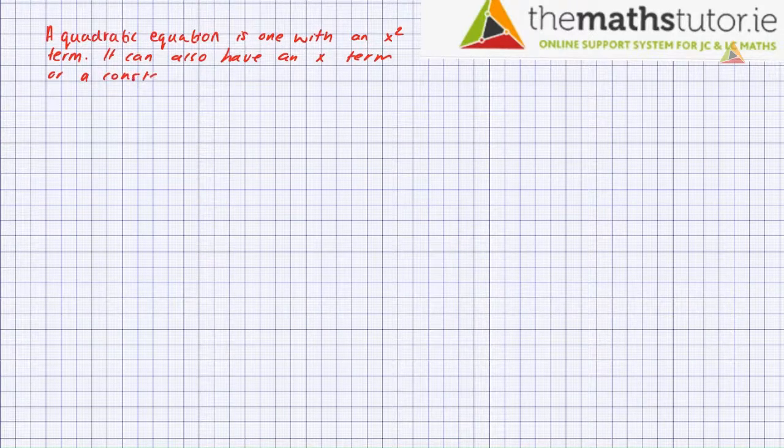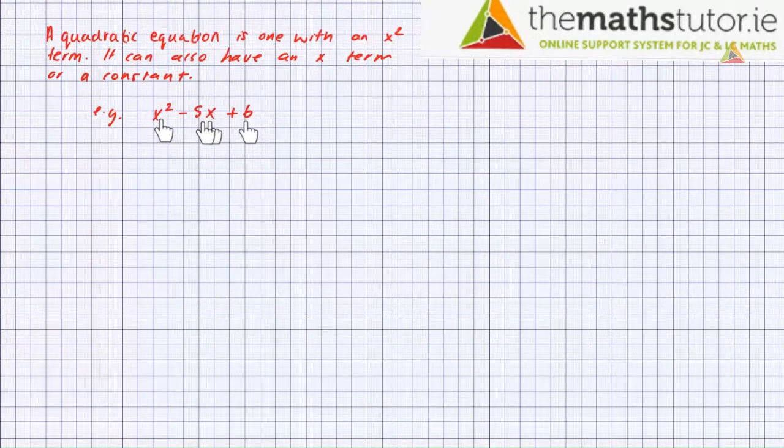Now I'm going to give you an example of that. An example would be x squared minus 5x plus 6. If we look at that, you see the x squared term there. You see the x term, so that's the coefficient. The coefficient is the number that goes in front of the x. And then the constant, which is just the number, that never changes.